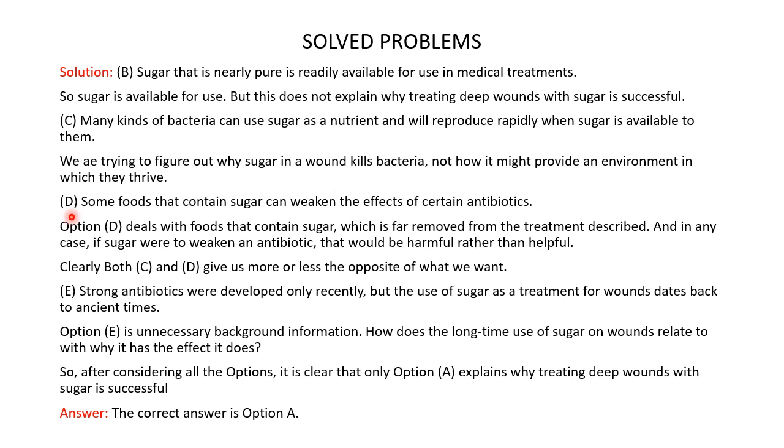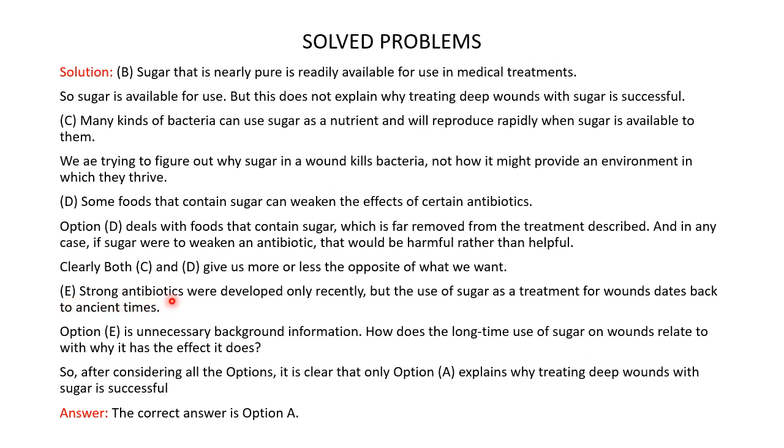Let's look at option D. Some foods that contain sugar can weaken the effects of certain antibiotics. Now option D deals with foods that contain sugar, which is far removed from the treatment described in the passage. And in any case, if sugar were to weaken an antibiotic, that would be harmful rather than helpful. So option D is not the correct option. Clearly, both option C and D give us more or less the opposite of what we want. Let's look at option E.